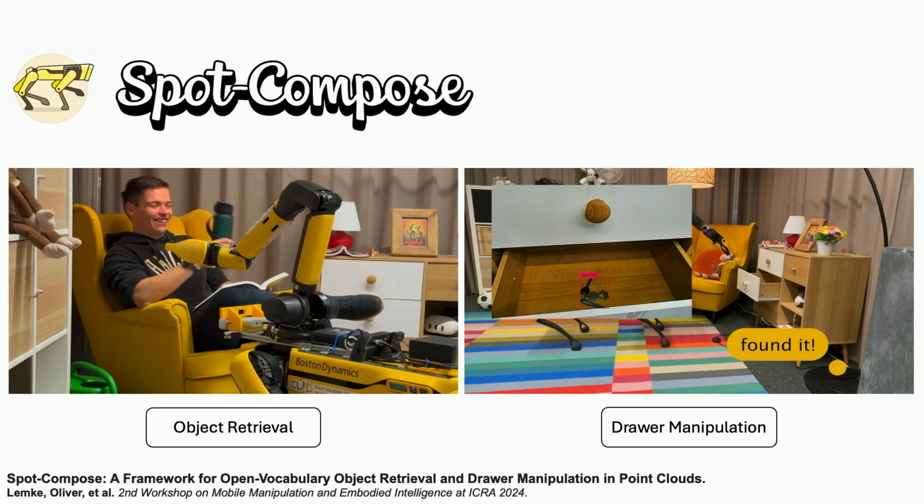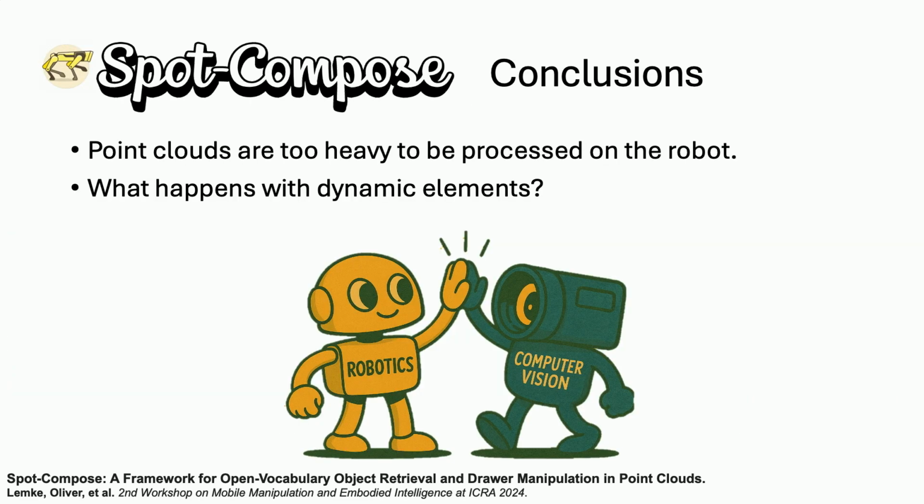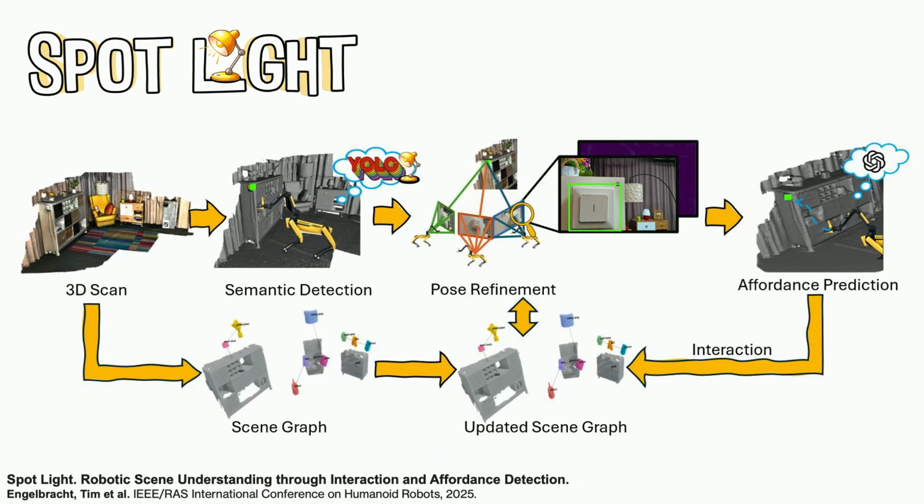But this brought us to some conclusions. Point clouds are way too heavy to represent the world, especially on a robot. And second, what happens with dynamic elements? But on the other side, robotics and computer vision are great tools to pair with each other. So we did the next step, which was Spotlight, which was presented at Humanoids two weeks ago.